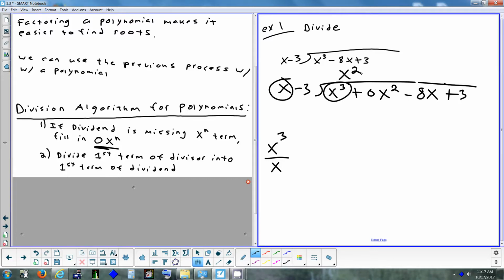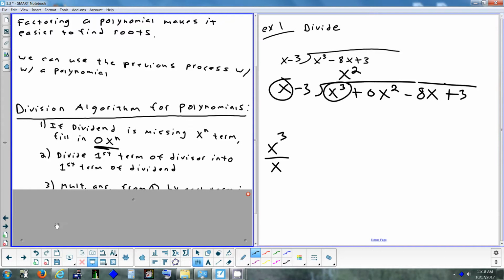Just put that answer up above. It doesn't matter where you put it. You don't have to line it up anywhere special at this point. Just put it up above. Okay. Any question on that? So divide the first term of the divisor into the first term of the dividend.